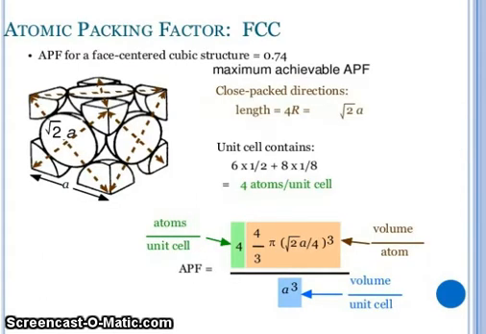Now atomic packing factor FCC. APF for face-centered cubic structure is 0.74. Maximum achievable APF, close packed directions, length 4R.